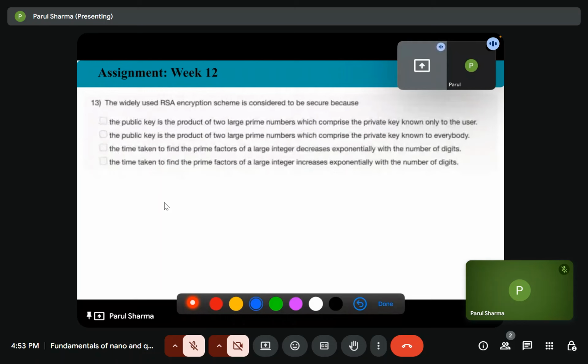The next question is, the widely used RSA encryption scheme is considered to be secure because the public key is the product of two large prime numbers, which comprises the private key known only to the user.